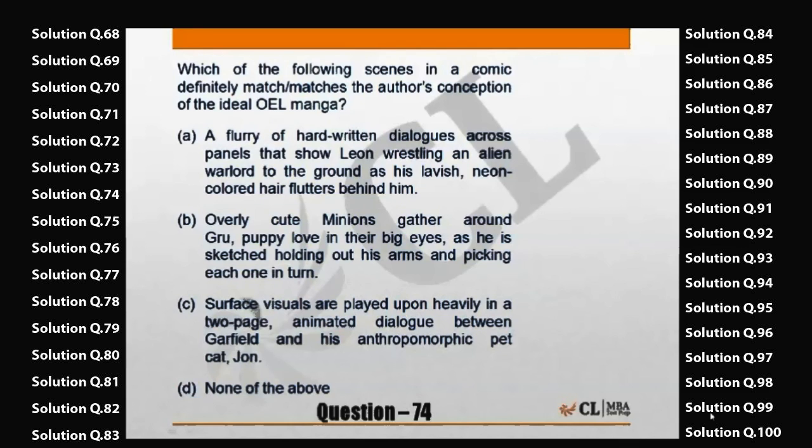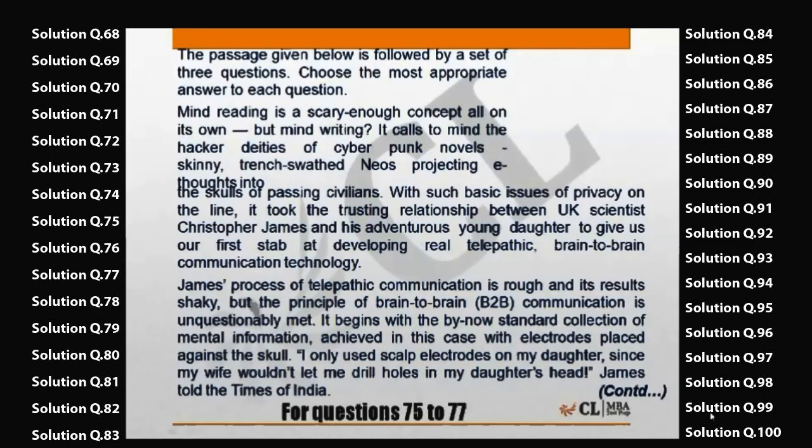None of these options talks of a narrative style in that manner, and that is why none of these can be said to match the author's conception of the ideal OEL manga. I hope you've understood the question. Let's move on to the next one then.